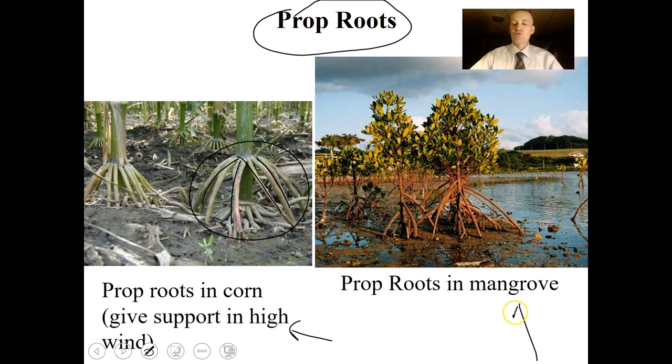In a mangrove swamp, what you would see if you went down to the Florida Keys, you'd find these mangrove swamps, and there are plants that have these prop roots that come out, and they anchor the plant and help them to live in an aquatic environment so they don't fall over.